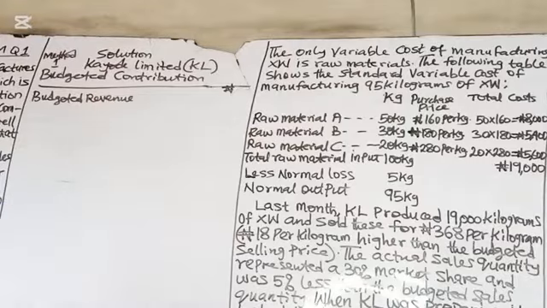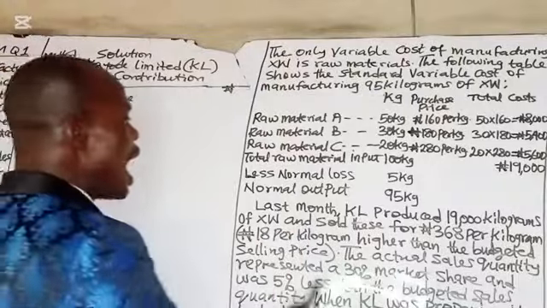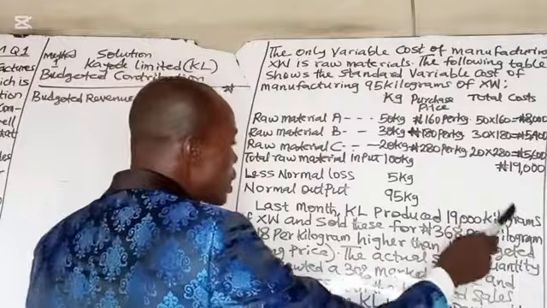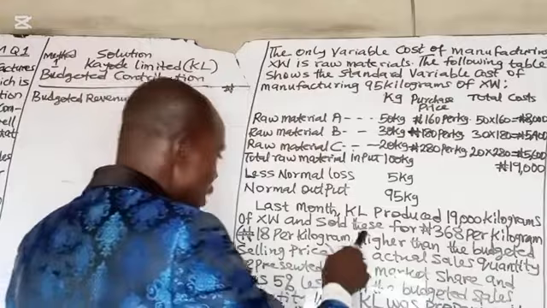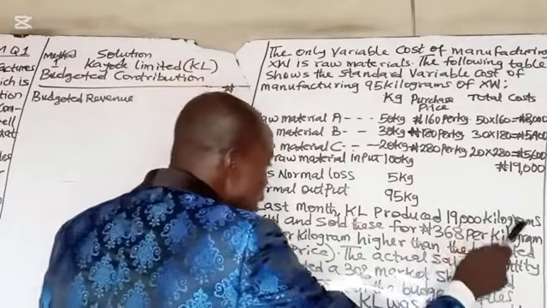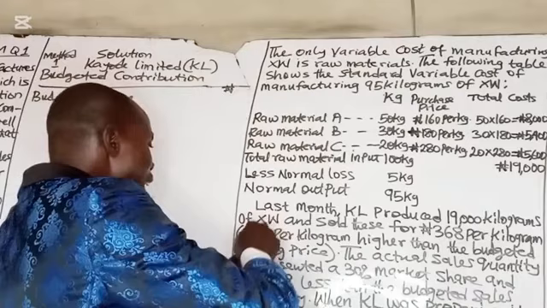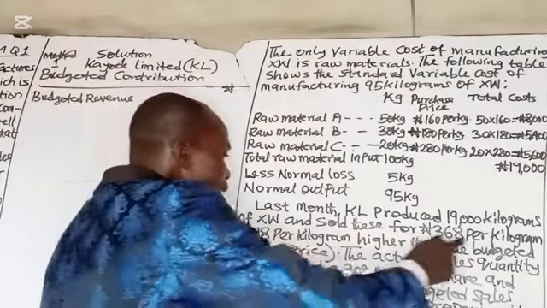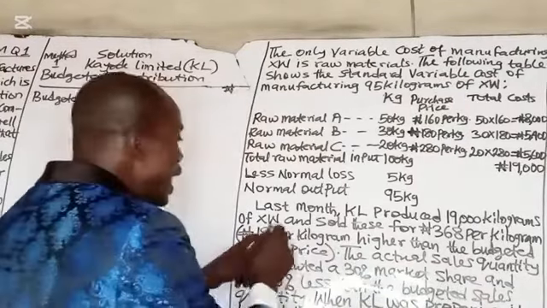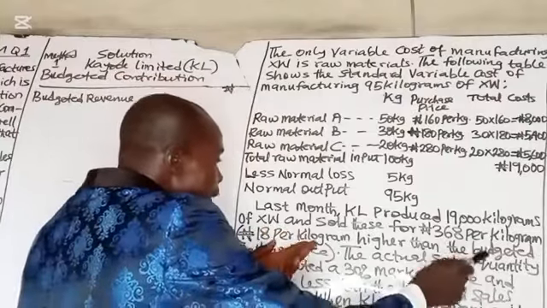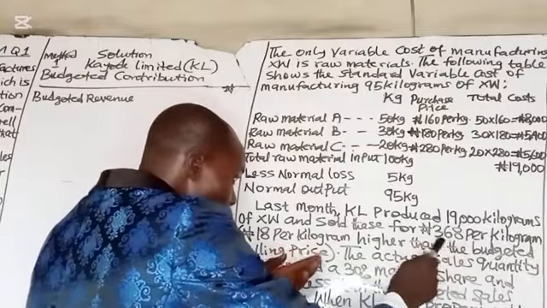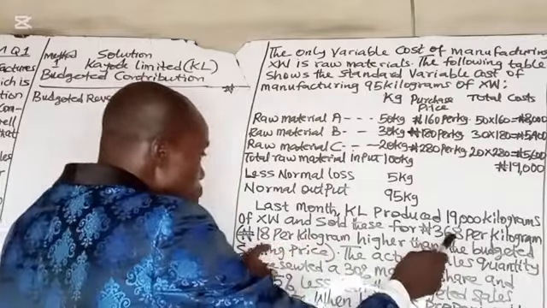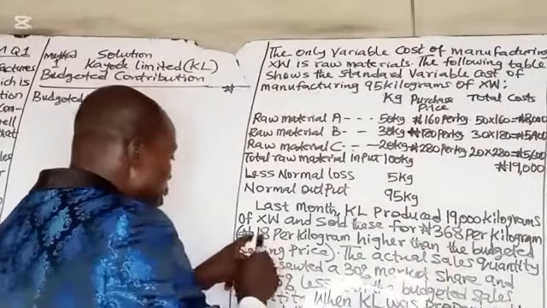Budgeted revenue will be the standard selling price times the budgeted quantity. Let's go through the question. Last month, KL produced 19,000 kilograms of XW and sold this for 368 naira per kilogram, 18 naira per kilogram higher than the budgeted. If it is 18 naira higher than the budgeted, that means the budgeted selling price is not up to 368 naira. Therefore, to get the standard selling price, you have 368 naira minus 18.